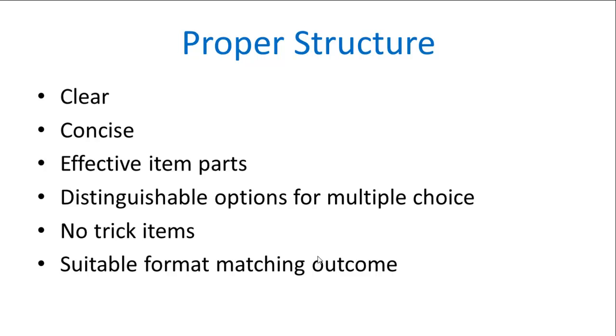Next, options should be distinguishable, especially for multiple choice questions. Moreover, the item should not contain any tricks, such as the use of an inclusive or exclusive. For example, any of the above or all of the above. Lastly, the item's format should be suitable for the outcome being measured.